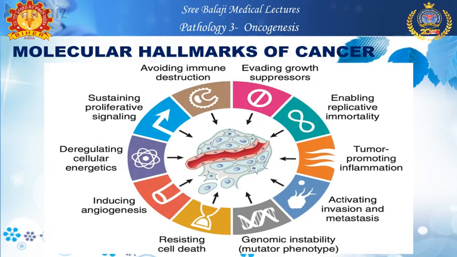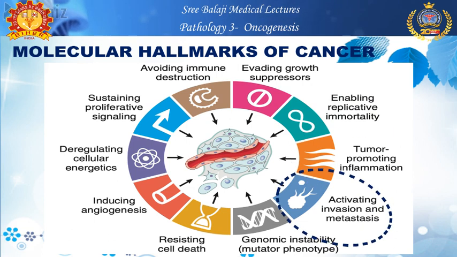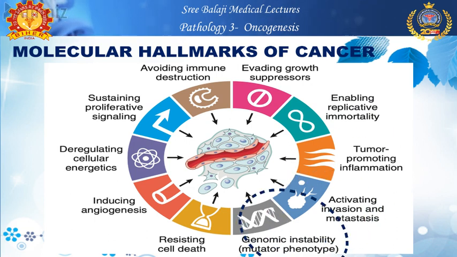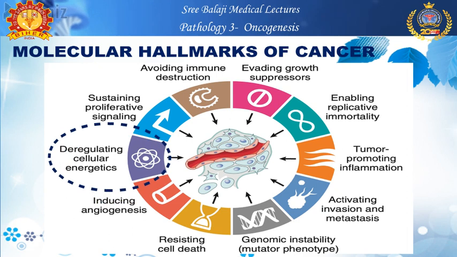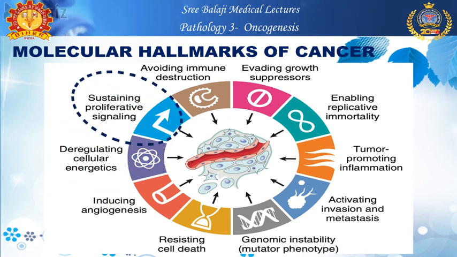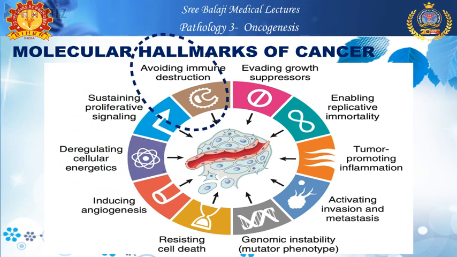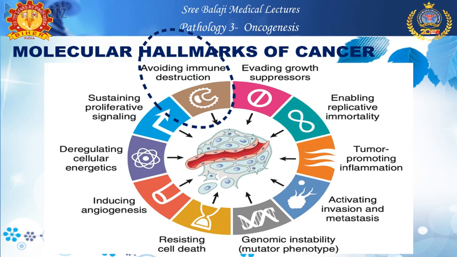So what are the molecular hallmarks of cancer? You have multiple hallmarks of cancer. It evades growth suppressors. It promotes replicative immortality. It has tumor-promoting inflammation. You have activating invasion and metastasis. You have genomic instability. It resists cell death. It induces angiogenesis. It deregulates cellular energetics and sustains proliferative signaling, with immune destruction avoidance.